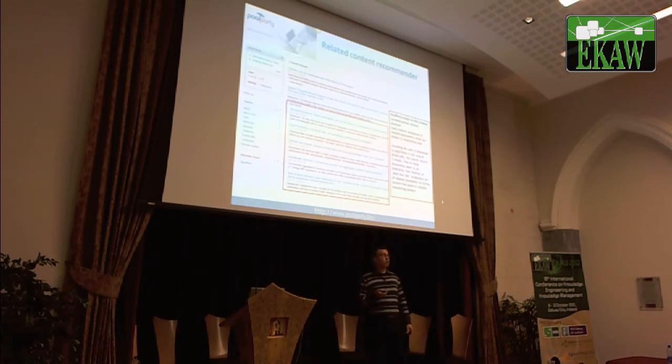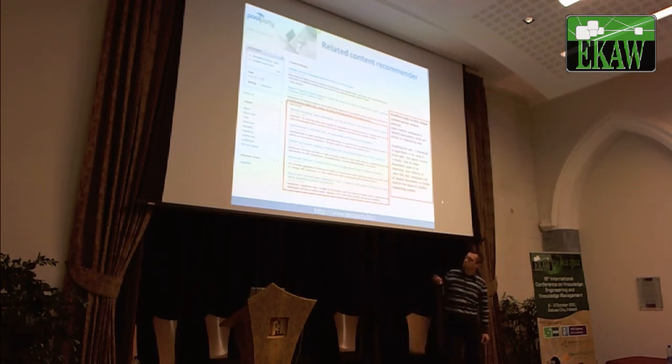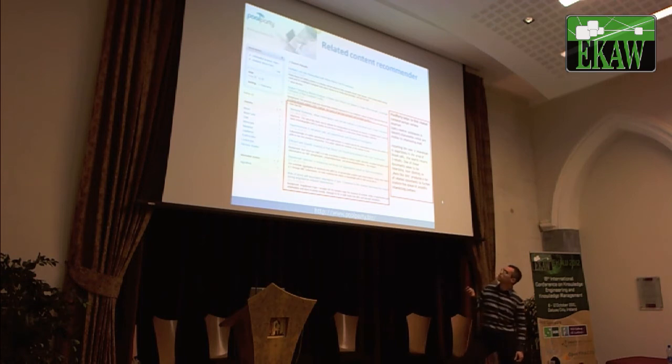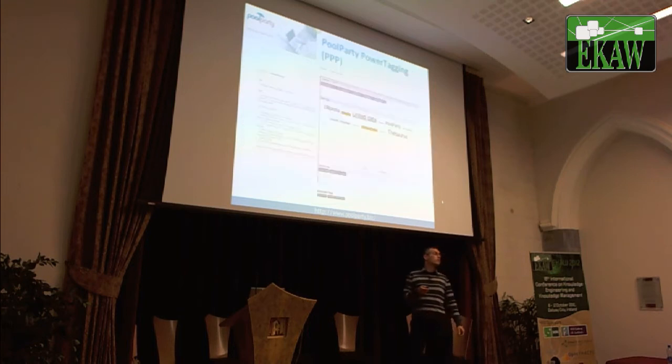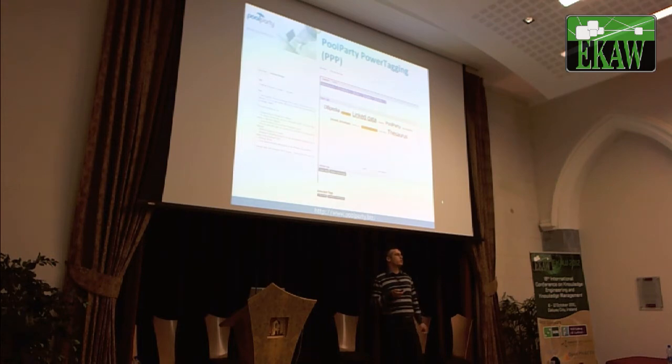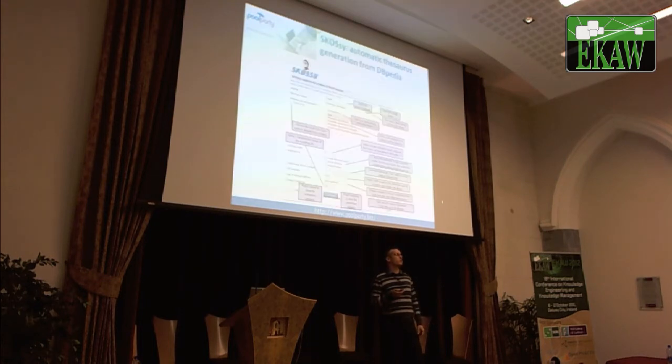You have a content recommender, so you have a more like this button where you can actually get more similar contents based on the search results. Here you actually see on the left-hand side the categories, the facets. You can refine it. PoolParty PowerTagging, I said this already, I think, I just skipped this slide.